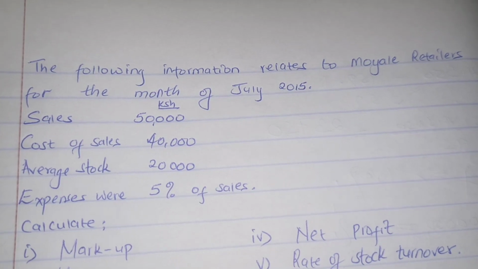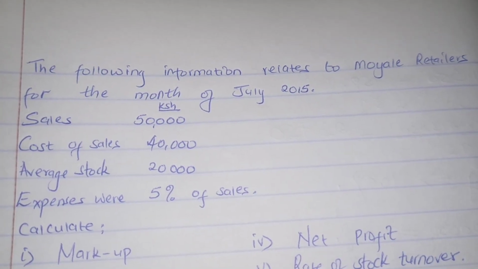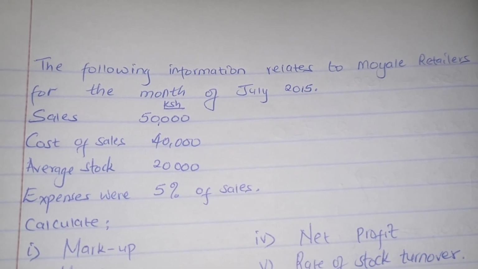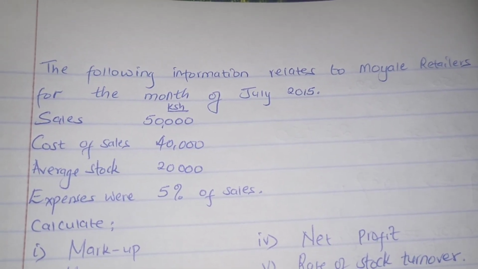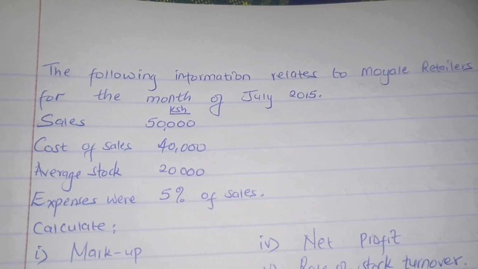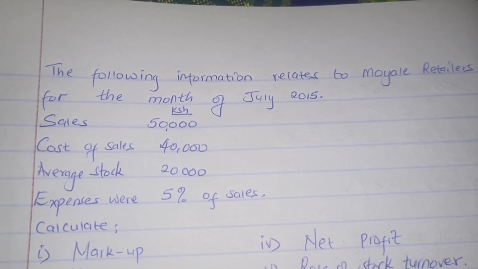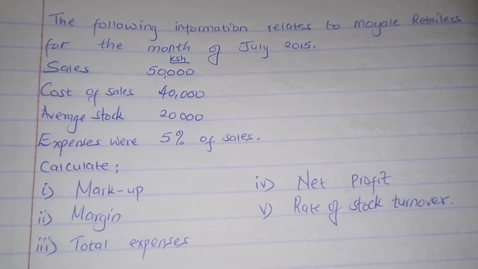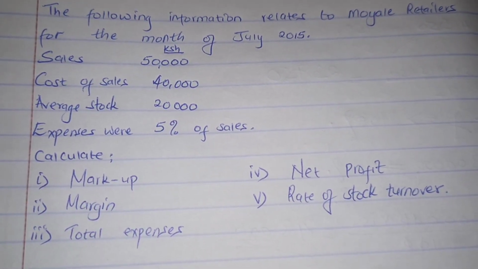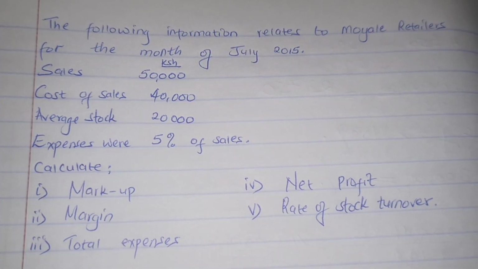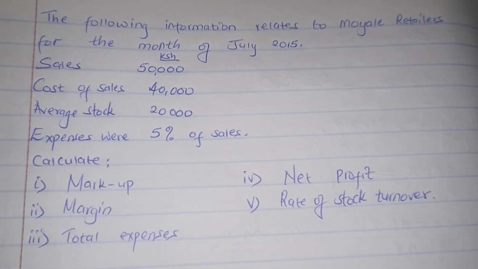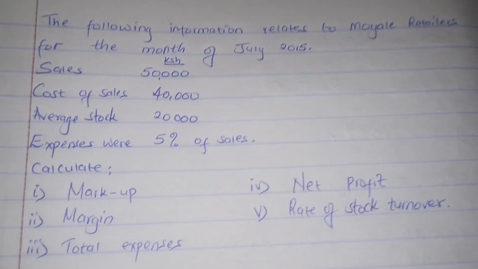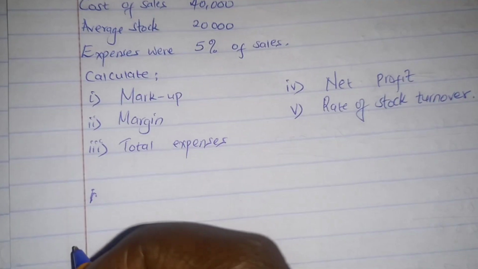So I go straight to the question. We are given the following information relating to Moyara Retailers for the month of July 2015. Sales 50,000. Cost of sales 40,000, average stock 20,000, expenses were 5% of sales. Your task is to calculate markup, margin, total expenses, net profit, and rate of stock turnover. Each ratio is 2 marks, so total 10 marks. So let's start with the first one.